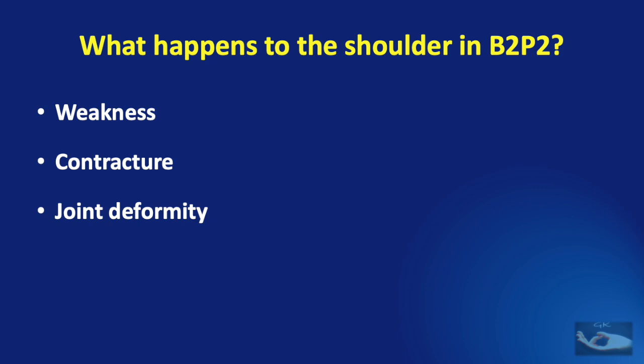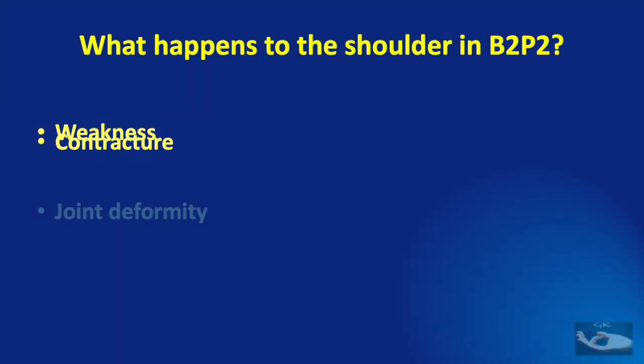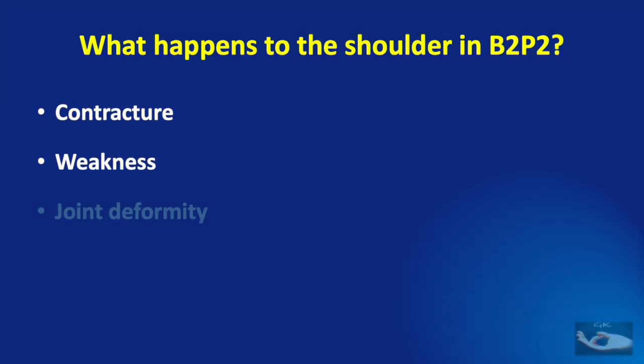So now we have learned that there are three problems. The question is, which should we deal with first, or can they all be managed together? Of these, it is the weakness and contracture that develop first, followed later by the joint deformity. So between the weakness and contracture, it is important to note that the contracture must be released first and then the weakness should be addressed. They can be done together also.